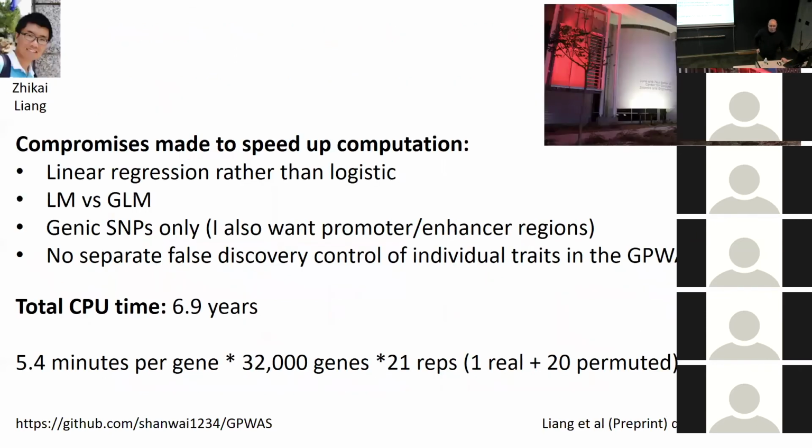And doing this takes quite a bit of time. We even had to make some compromises. So there are things we know we could be doing better that we're not, because it still takes about 7 years of CPU time to analyze 32,000 gene models in maize. And then we get results.